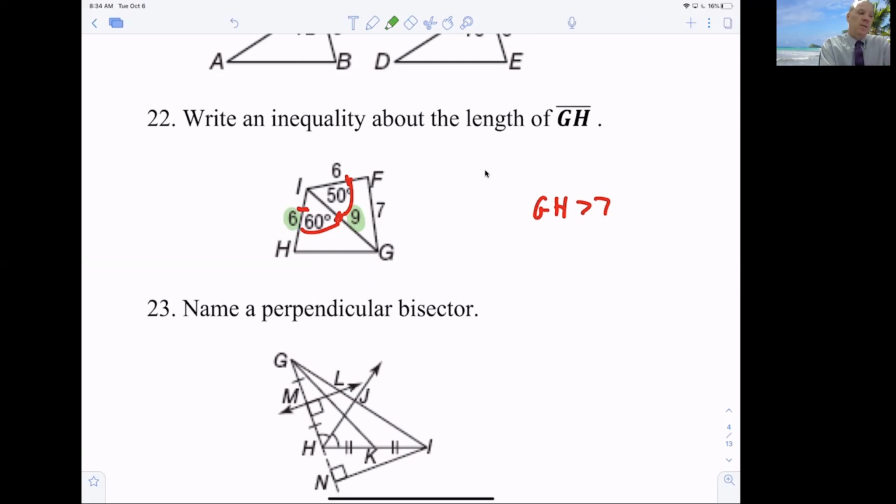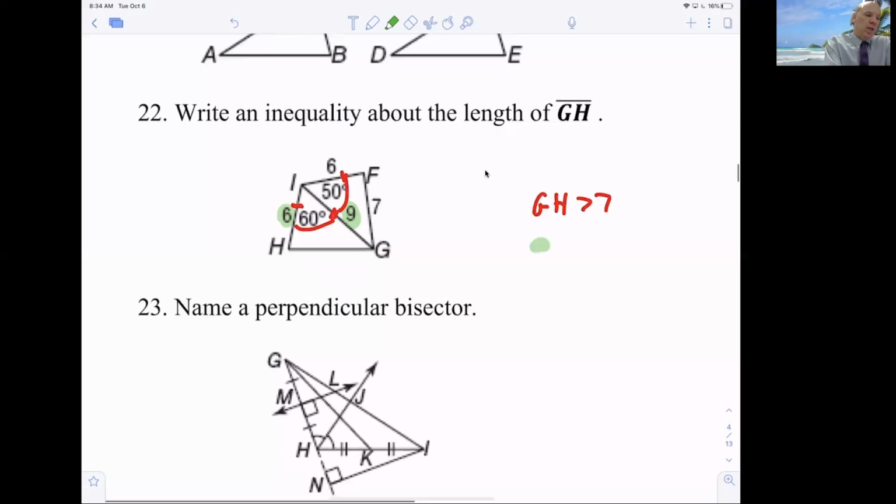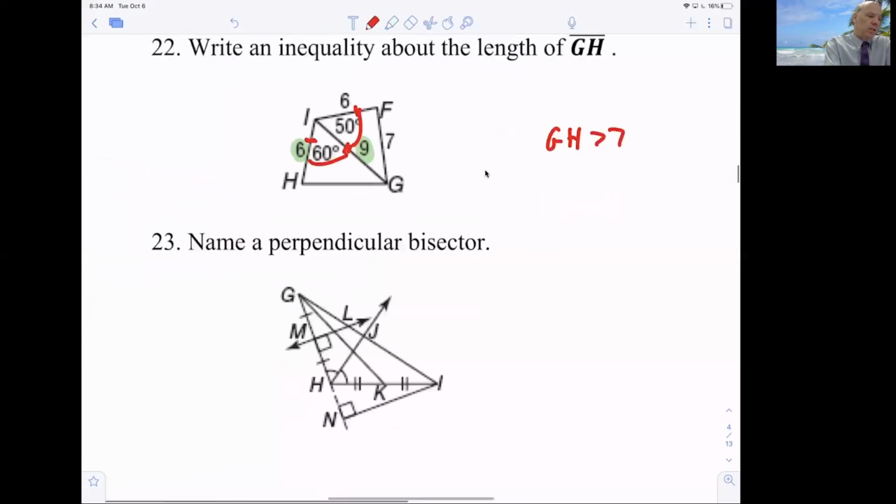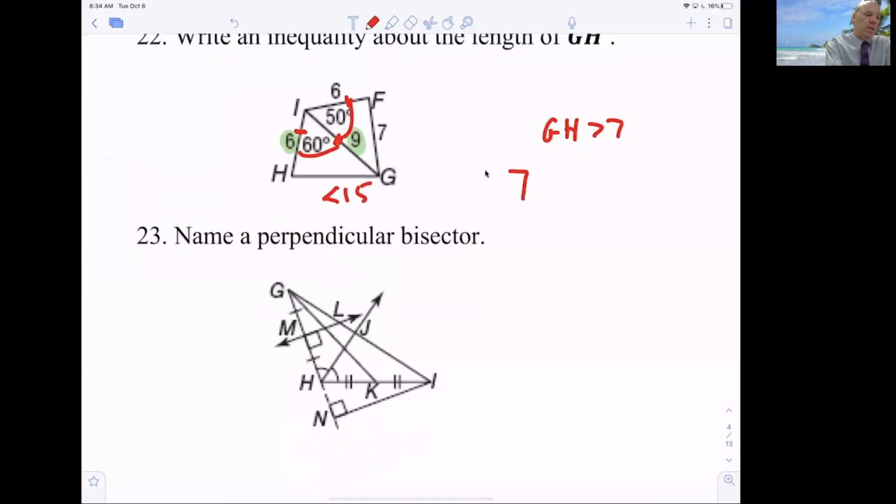It has to be less than the sum and greater than the difference. But we already know it's greater than what? So greater than 7 is already greater than what? Greater than 3. Thank you. So I know that GH, remember now, we're reading from left to right, small to large. We said it has to be less than 15, right? So I'm putting 7 here, 15 over here, GH in the middle. This is what I want.